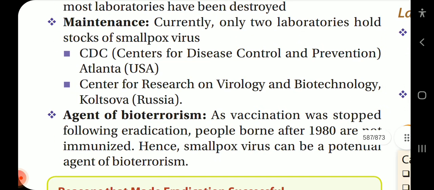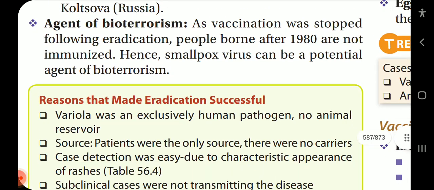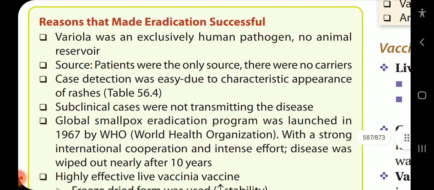Maintenance. Currently, only 2 laboratories hold stocks of smallpox virus: CDC, Centers for Disease Control and Prevention, Atlanta, USA, and the Center for Research on Virology and Biotechnology, Koltsovo, Russia. Agent of bioterrorism. As vaccination was stopped following eradication, people born after 1980 are not immunized. Hence, smallpox virus can be a potential agent of bioterrorism.